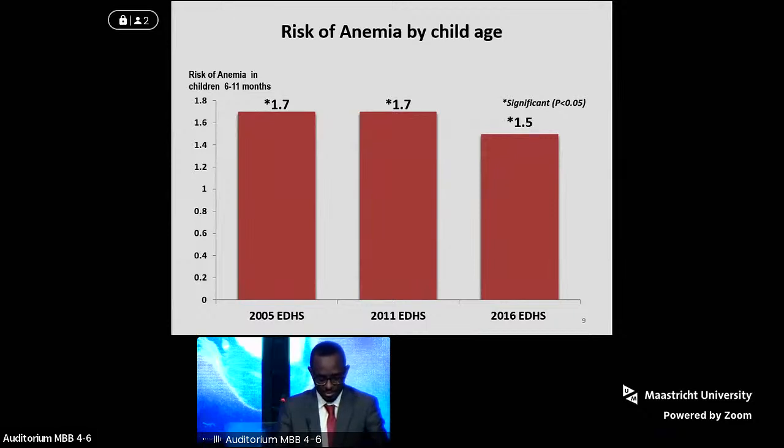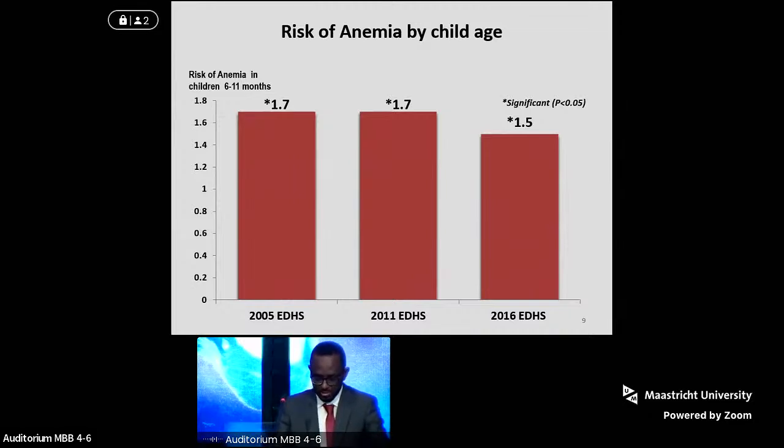The same is true for 2011 EDHS data. And in 2016 EDHS, children between 6 to 11 months old had 1.5 times higher odds of anemia compared to the children from 12 to 23 months. So the message here is that anemia affected more younger children than older children.